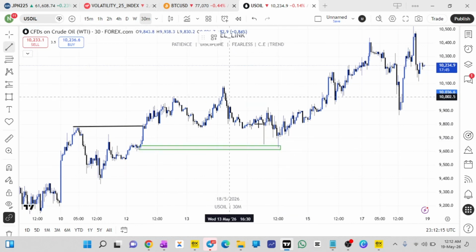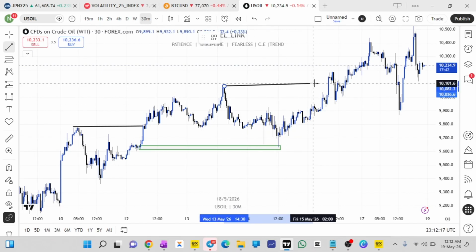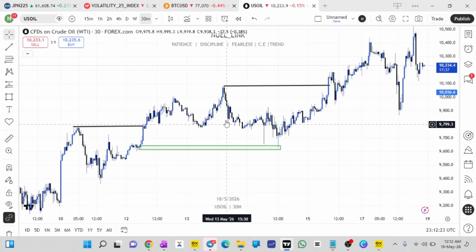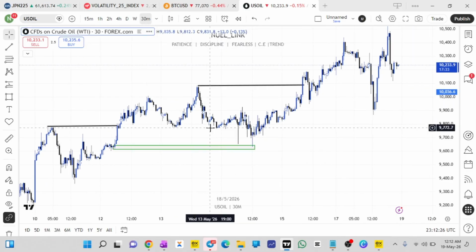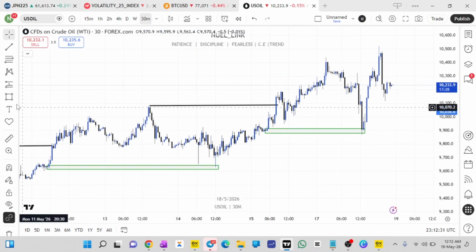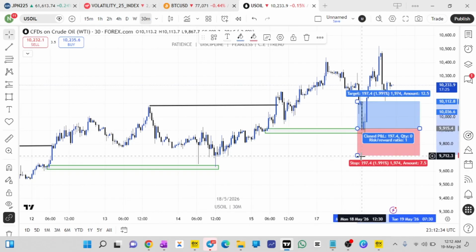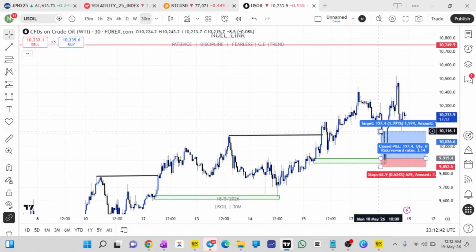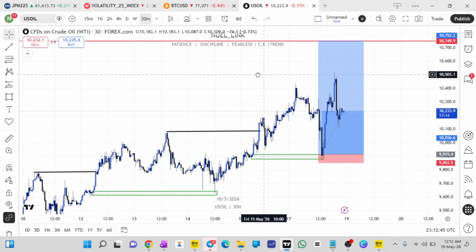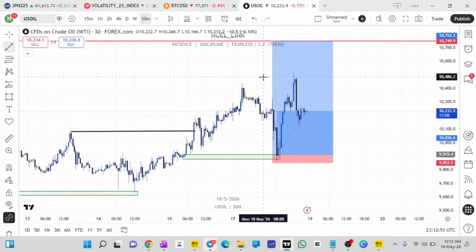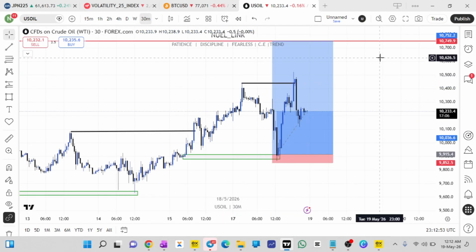Even though I didn't see this setup, if I had seen it, I would never have taken this trade. But this is what I would take. Liquidity came back, mitigated this, then as you can see, SL below this last weak rejection. This is a weak rejection, so your SL will be below here. TP: either you target this nearest side, this should definitely be your TP1, then TP2 here.